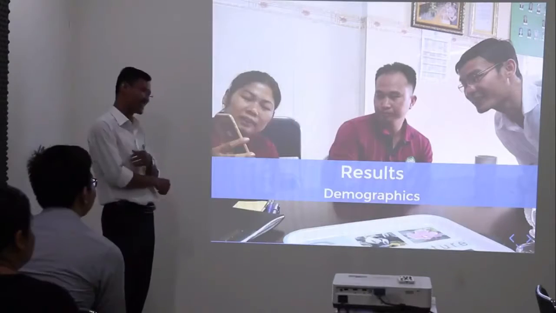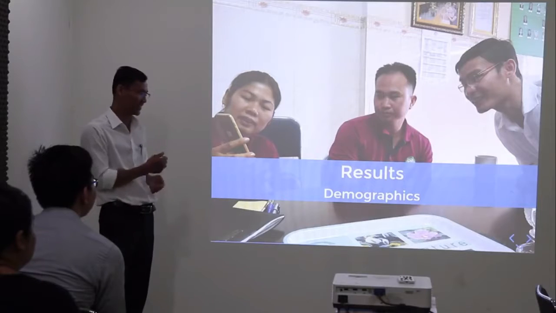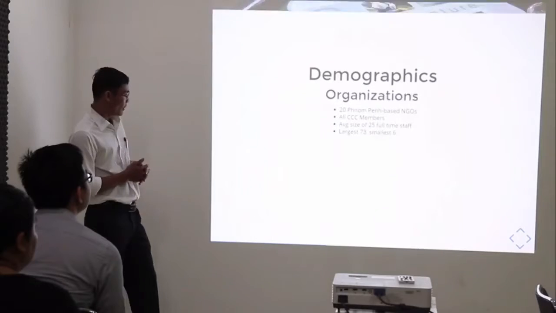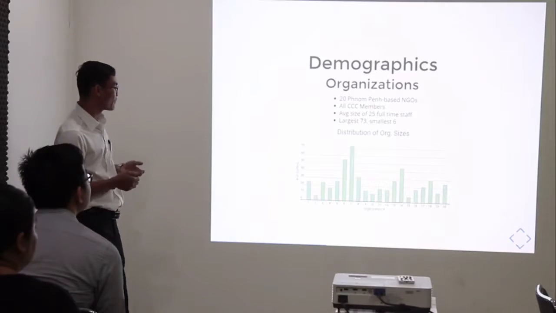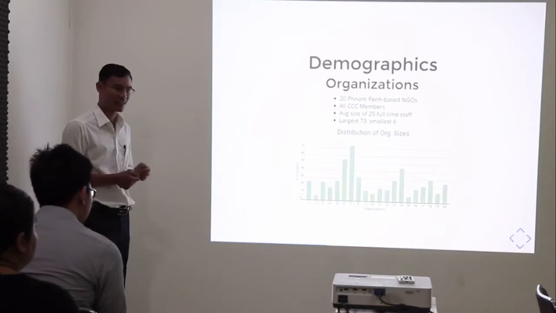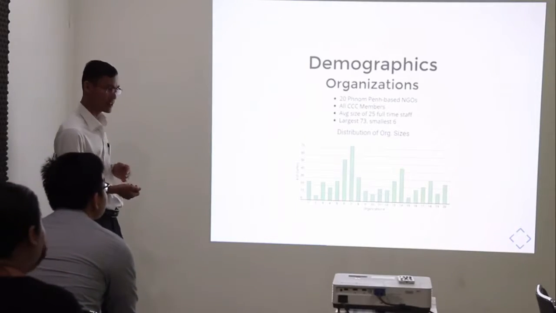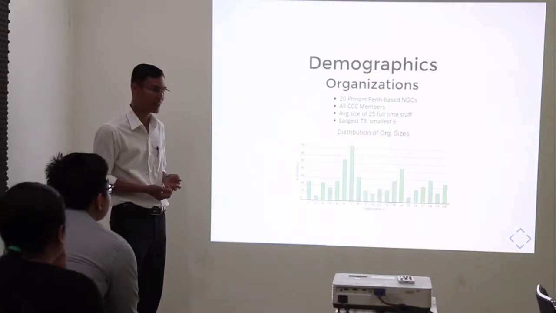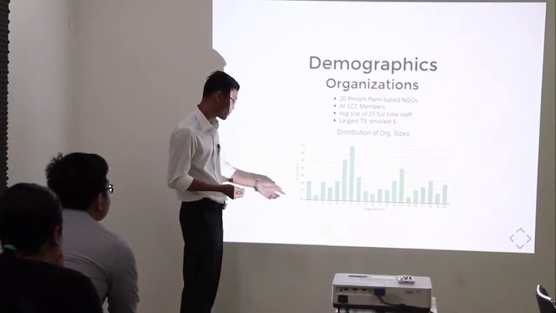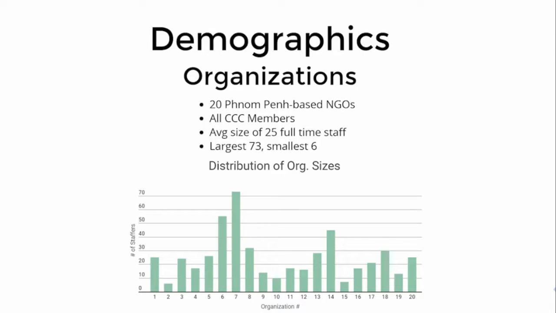Okay, sorry. I have one more part to present, and here I would like to show some demographic results from the interviewing. As Adam mentioned, we interviewed 20 organizations that are based in Phnom Penh and all are CC members, and we found that each organization has different staffing. You can see one organization has the smallest size with less than 10 staff members, and one organization has more than 70 staff.